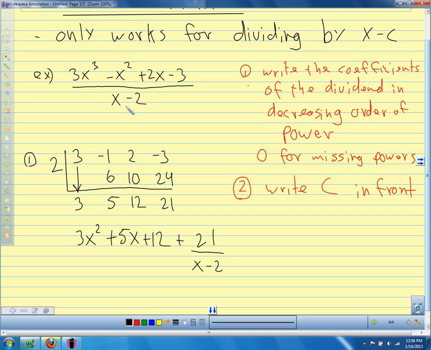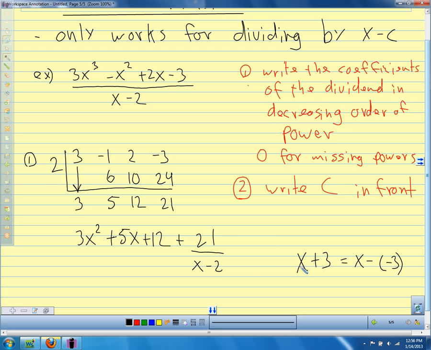Yes, Jeff? Is the 2 from x minus 2 a negative or an absolute value? Whatever the number is here. So if it was x plus 3, that's the same as saying x minus negative 3. So I would put a negative 3 in front of it. Okay, so it's a negative. Right, it's a negative, yes.